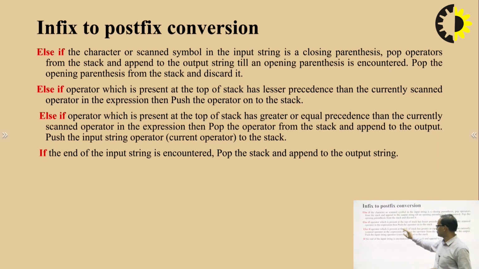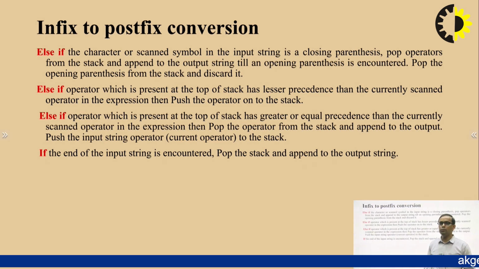Next, if the operator at the top of the stack has lesser precedence than the current scanned operator, then put the operator on the stack. Suppose there is already an operator on the stack. What happens in this case? We check the precedence of the operator currently at the top of the stack against the current operator. If the precedence of the operator at the top of the stack is lesser, then we simply push the current operator onto the stack. But if the operator at the top of the stack has greater or equal precedence than the current scanned operator in the expression, then pop the operator from the stack and append it to the output string.